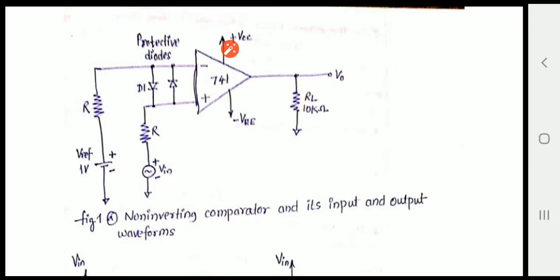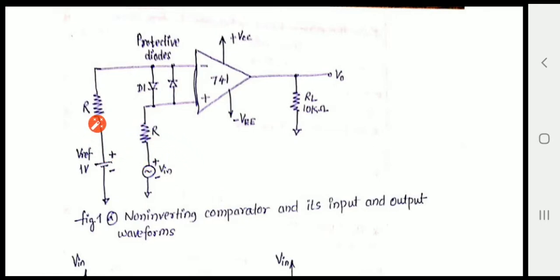Now look at this circuit diagram. Here Vin is the applied input voltage, which is connected to the plus terminal, meaning the non-inverting terminal, hence the name non-inverting comparator. The inverting terminal is connected to the reference voltage. Here we have chosen the reference voltage as 1 volt. Our intention is to compare the input voltage and produce the output voltage with respect to the reference voltage.